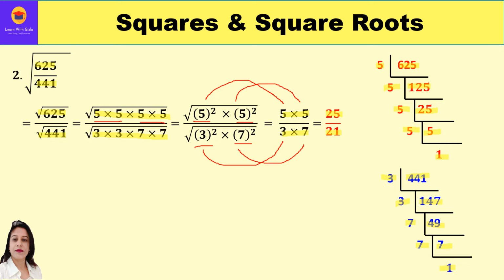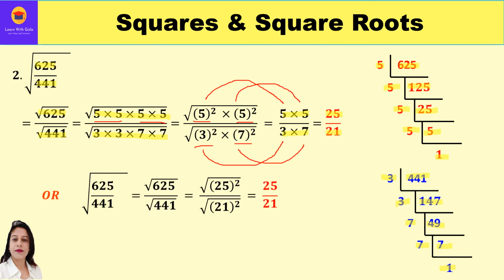Now there is one more way to solve this question. Suppose we know the squares, right? Squares of 625 and 441. We know that it is 25 square and 21 square. So we can directly say root of 625 upon 441 is equal to root of 625 upon root of 441 by rule 2. We have applied rule 2 over here and split the terms.